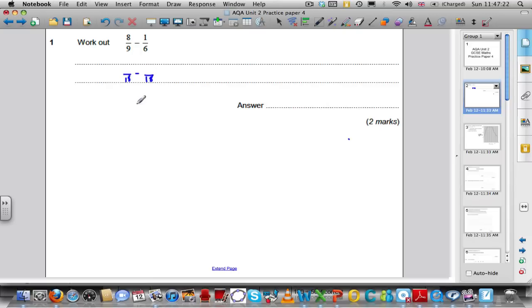And you're doing a subtraction. What have I done to the 9 to get 18? I've doubled it, so double the 8 to get 16. What have I done to the 6 to get 18? I've tripled it, so triple the top and you get 3. 16/18 subtract 3/18 is simply 13/18. So the answer is 13/18.